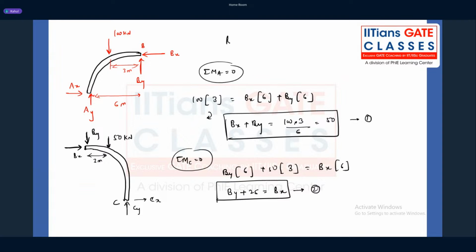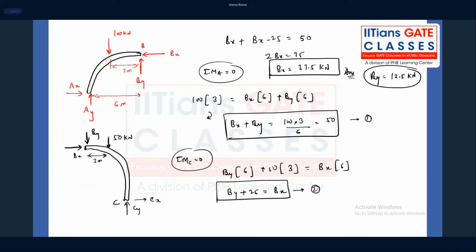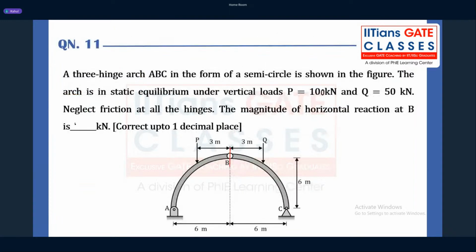Solve the first and second equations. Bx plus By, where By is Bx minus 25, is equal to 50. So 2Bx is 75, so Bx is 37.5 kilonewton. That is the answer for this question. By will be 12.5. So the right answer is 37.5, which is obviously correct up to 1 decimal place. Right? That's why we used to say in the class, try to solve PYQs of other branches.